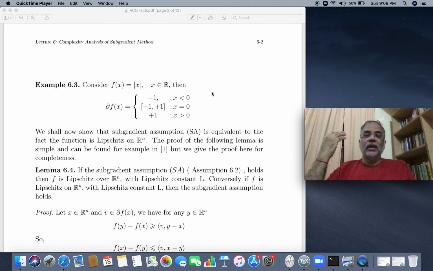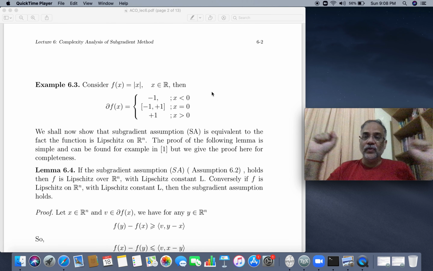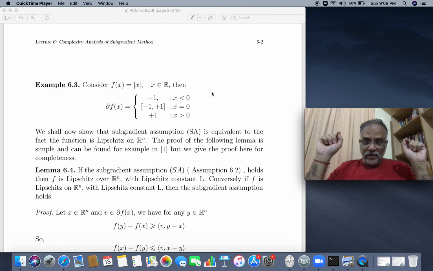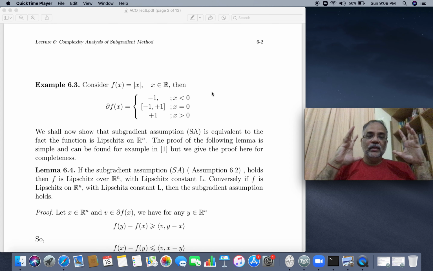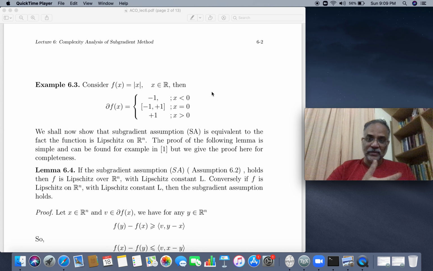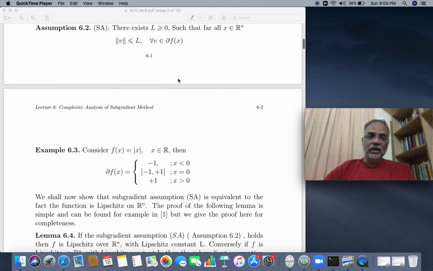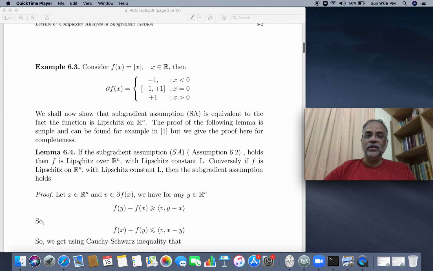So if I assume that subgradient assumption, then we can prove that the function f itself is Lipschitz over the whole of Rn. That is, the absolute value of f(x) minus f(y) is less than or equal to L times the norm of x minus y. That is the meaning of Lipschitzness. And this is true for any x, y in Rn. So if you take the subgradient assumption, the one which we had just seen, that would guarantee that the convex function is Lipschitz over the whole Rn.